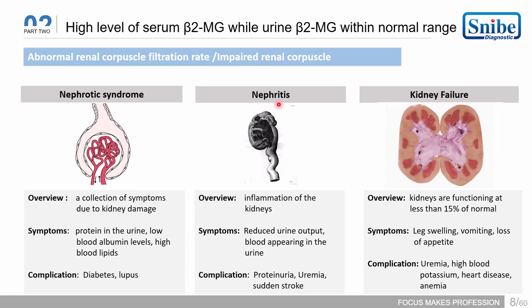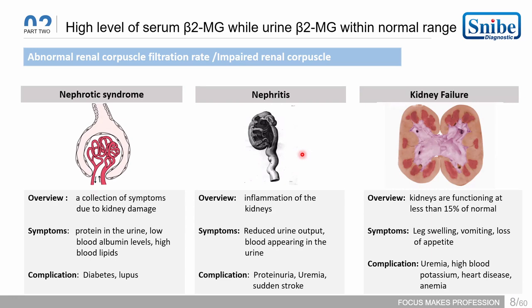If we talk about nephritis, that's basically inflammation of the nephrons in the kidney. Then the overview is inflammation of the overall kidney, and the symptoms are reduced urine output, and blood appearing in the urine is also an early marker for nephritis. And this occurs due to uremia, or some sudden stroke, or prolonged proteinuria may lead to nephritis.